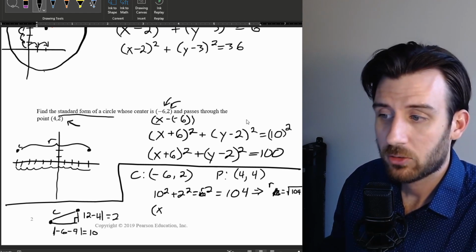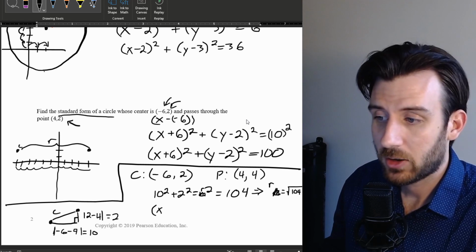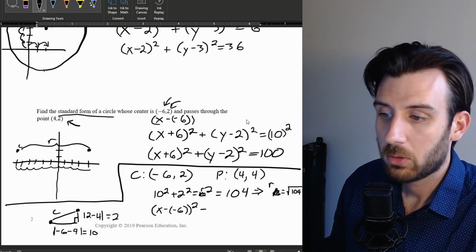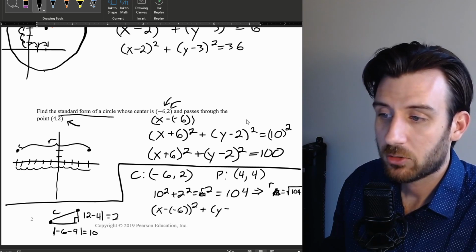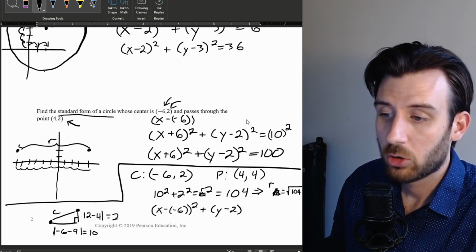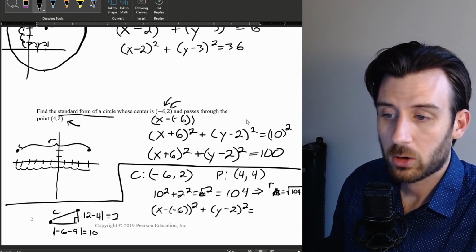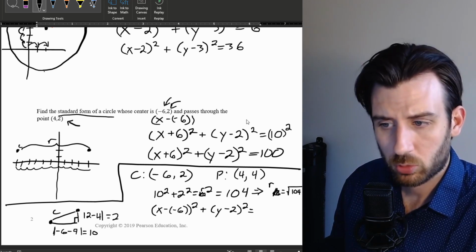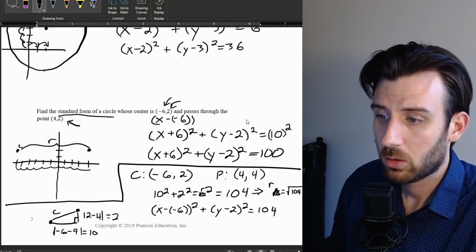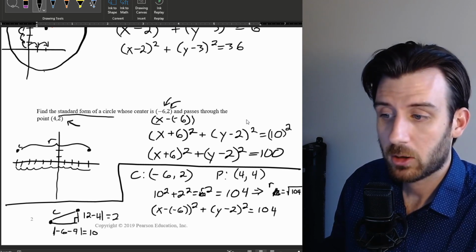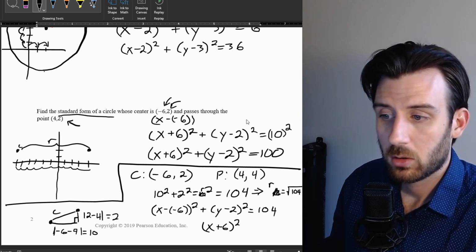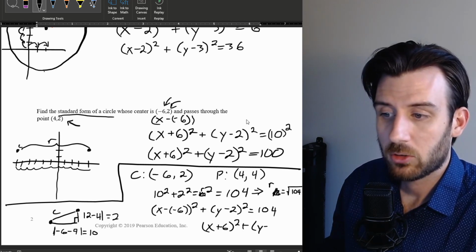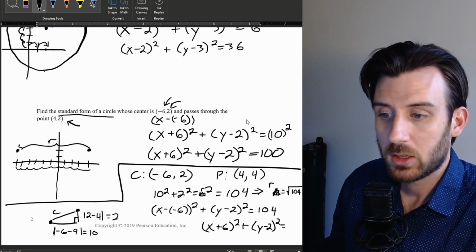x minus the center, so that'd be x minus -6, x minus -6 squared, plus y minus my center would be 2, y minus 2 squared, equals r squared. r squared is square root of 104 squared, so square root squared would just be 104. I think that's it. We could simplify it a bit, but that'd be x plus 6 squared plus y minus 2 squared equals 104.